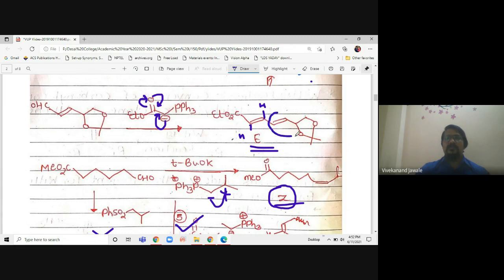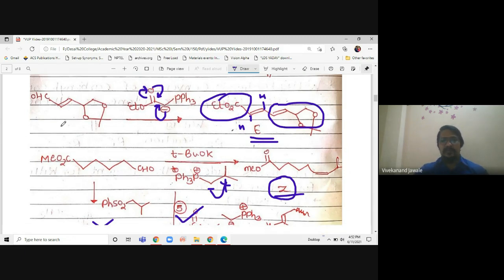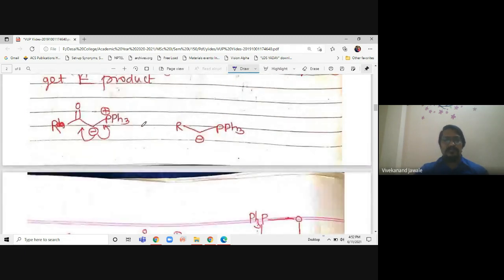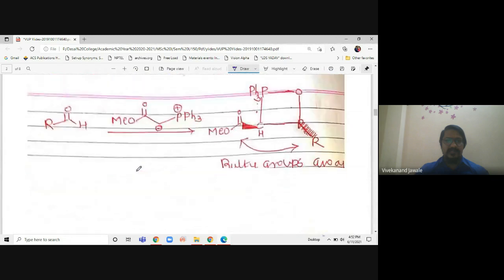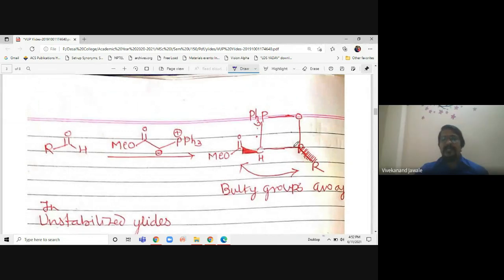So both will try to go away from each other. This whole group, this is one group and this is one group, so they will have a repulsion and they will go away from each other. So that's why we call it an E type of product, and we got the E product. So it is written here, they have shown a conjugation here. Yeah, it can be seen here.